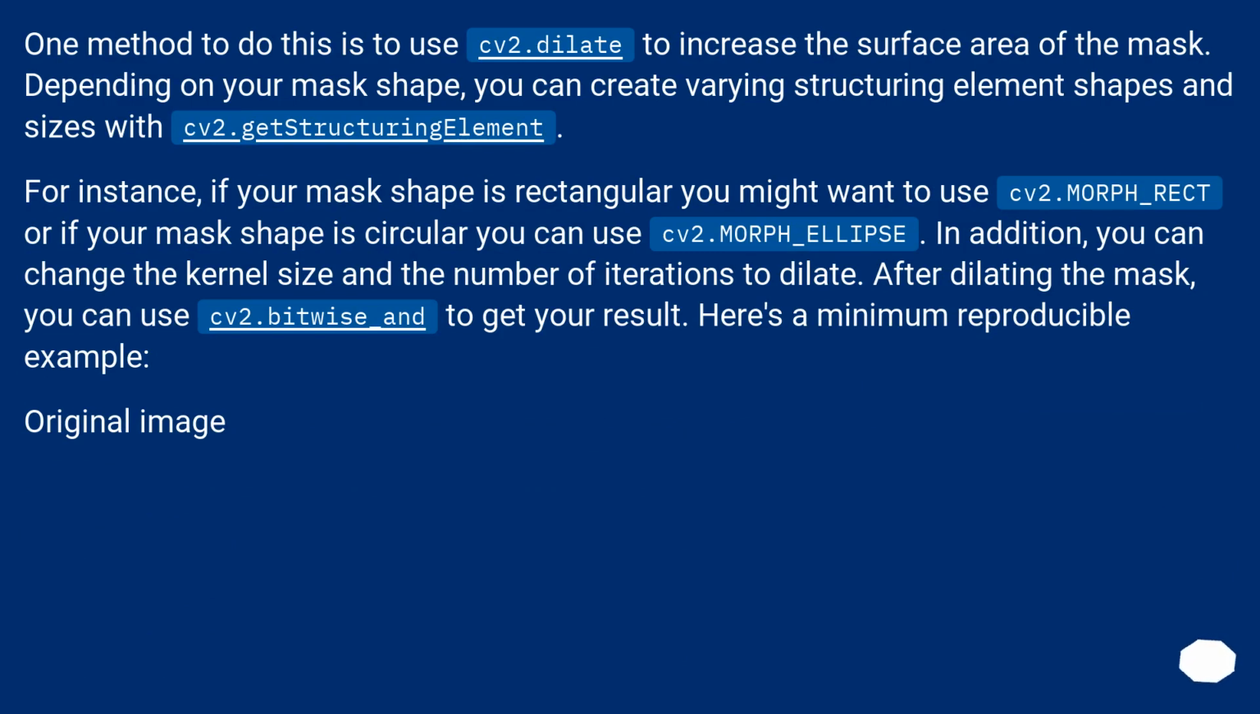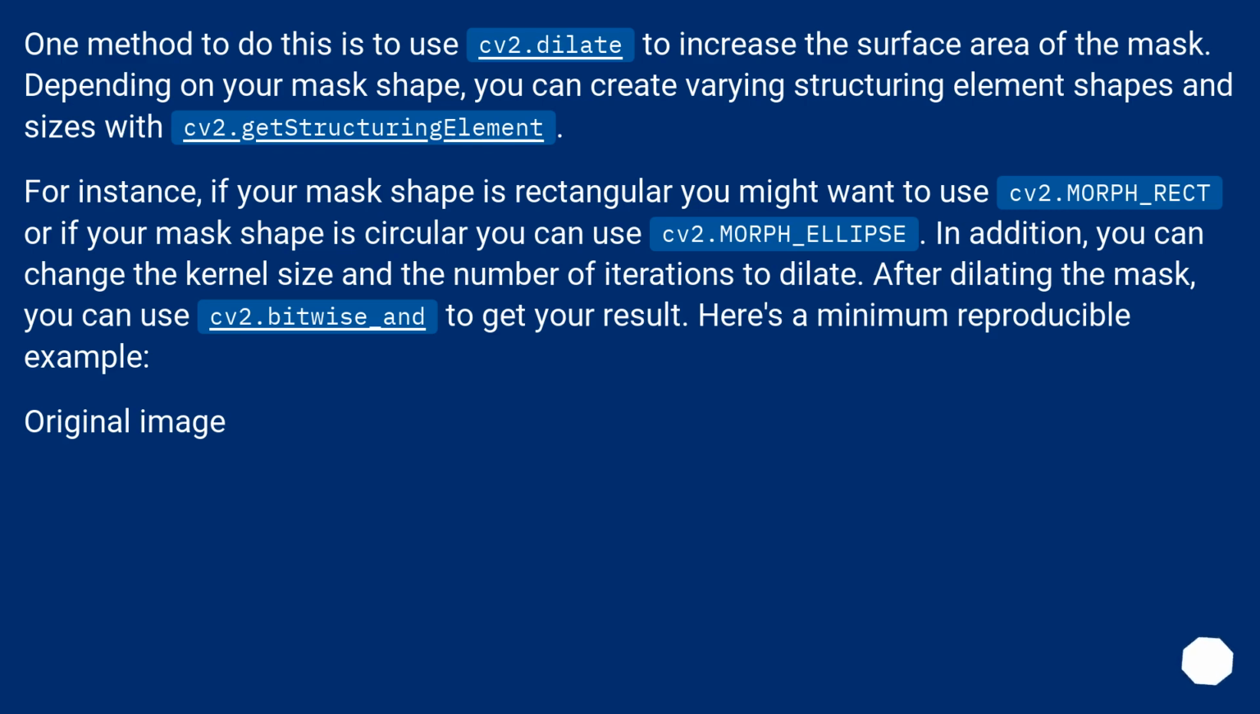One method to do this is to use cv2.dilate to increase the surface area of the mask. Depending on your mask shape, you can create varying structuring element shapes and sizes with cv2.getStructuringElement. For instance, if your mask shape is rectangular you might want to use cv2.MORPH_RECT, or if your mask shape is circular you can use cv2.MORPH_ELLIPSE. In addition, you can change the kernel size and the number of iterations to dilate.